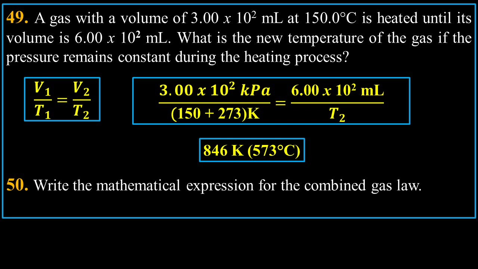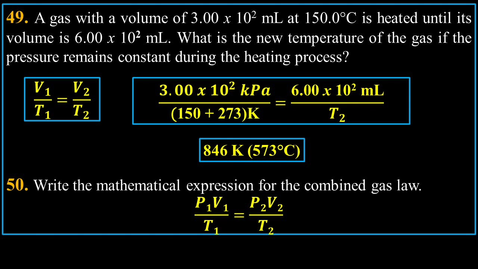Write the mathematical expression for the combined gas law, which we've already calculated quite a while ago. So the fact that number 50 is well after those problems is a little strange, but nevertheless, that is the combined gas law equation. P1 V1 over T1 equals P2 V2 over T2, and let's go on to 51.